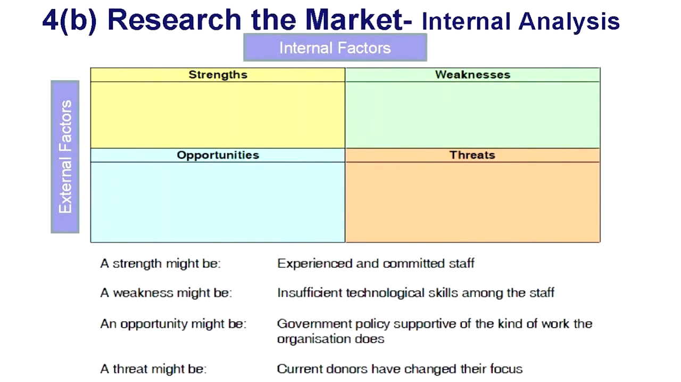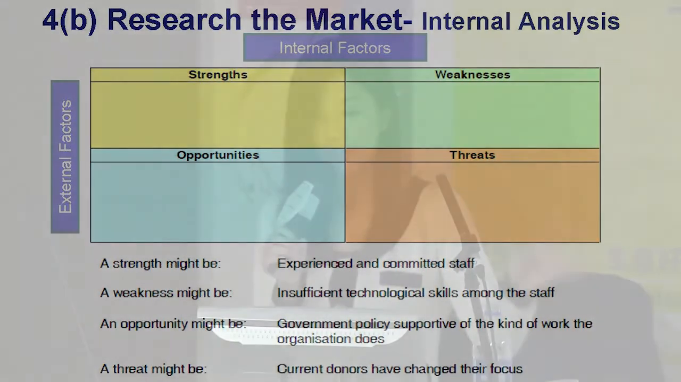So strengths and weaknesses: which ones are internal and external? Opportunities and threats are external. Strengths and weaknesses are internal. The strengths may come from experienced and committed staff. A weakness may be insufficient technological skills among the staff. An opportunity may be supportive government policy. A threat may be that current donors have changed their focus. So think about what things you should put into the SWOT chart, right? And then do it once, do it a second time, draw a comparison, and show that you have made changes as well. So this is research on the market.